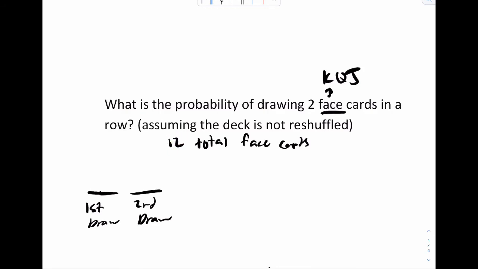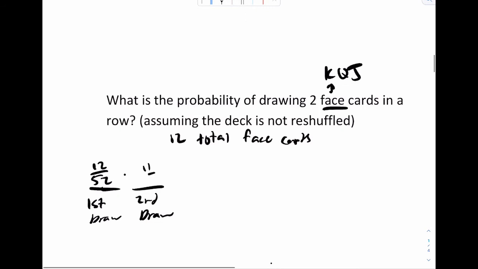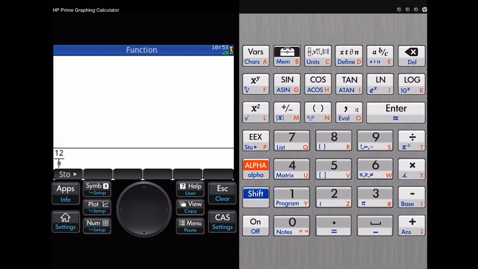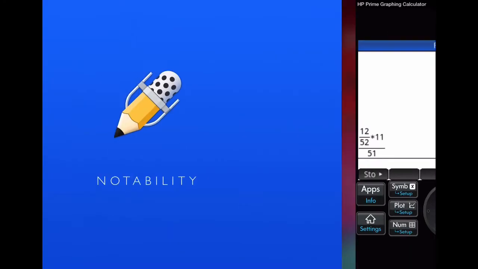So for the first draw, the chance of getting a face card would be 12 out of 52. For the next one, it would be 11 out of 51. Notice how it drops 1, because if you get a face card here, that means there are 11 left and only 51 cards left. Now I'll plug that in our calculator. Okay, and notice how I use a fraction button right here. 11 over 221.